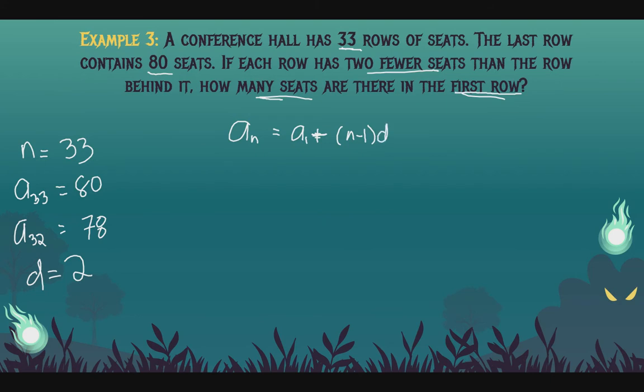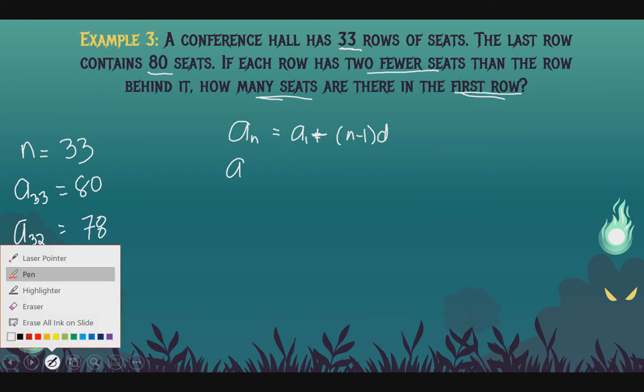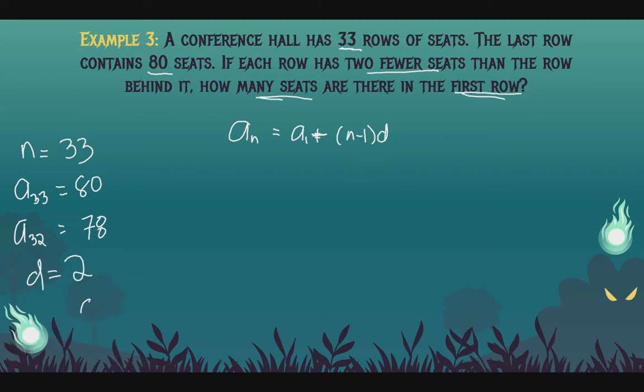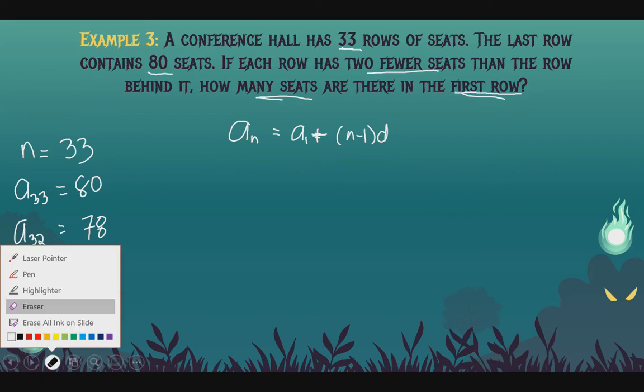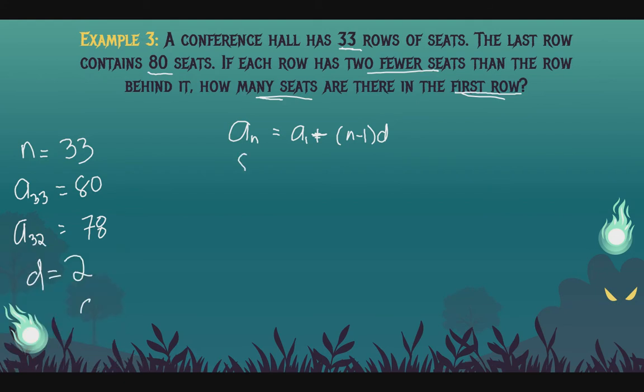So, our a sub n, or ang last term natin ay a sub 33, di ba? At ang a sub 33 natin ay 80. So, 80 is equal to first term, a sub 1, plus n minus 1. So, 33 minus 1 times common difference, which is 2. So, copy muna natin yung 80 at a sub 1 plus 32 times 2. And what is 32 times 2?